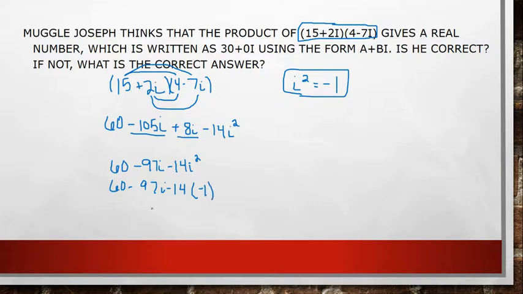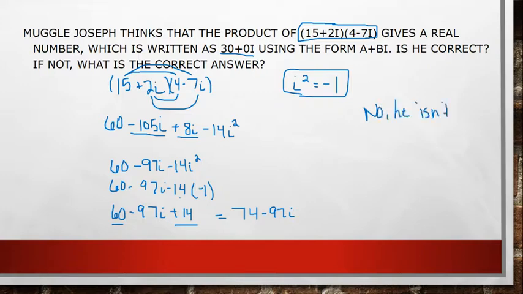So now I still have 60 minus 97i. Negative 14 times a negative 1 gives me a positive 14, because negative times negative is a positive. Combine like terms, positive 14 and 60. 60 plus 14 gives me a 74 minus my 97i. No more like terms, so that's my answer. Now that does not match the 30 plus 0i that Muggle Joseph thought it was. So, is he correct? No, he is not correct.